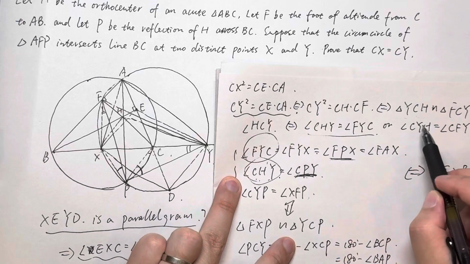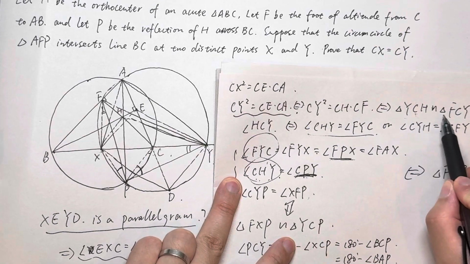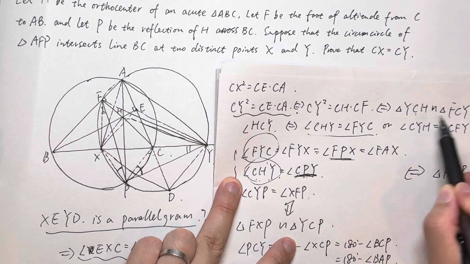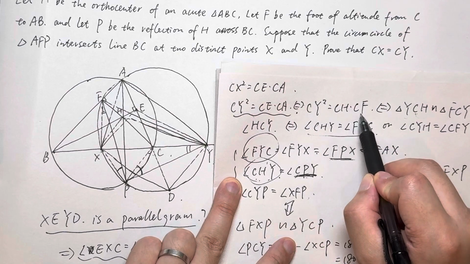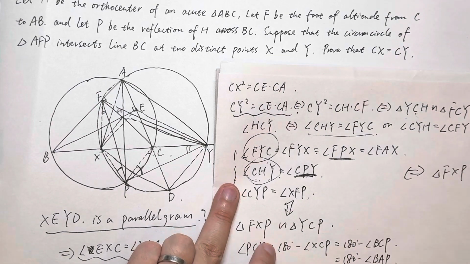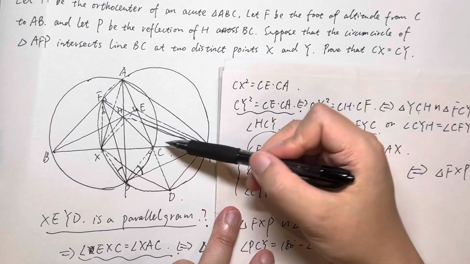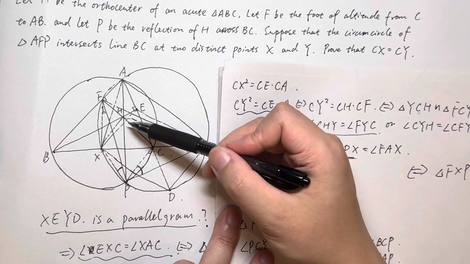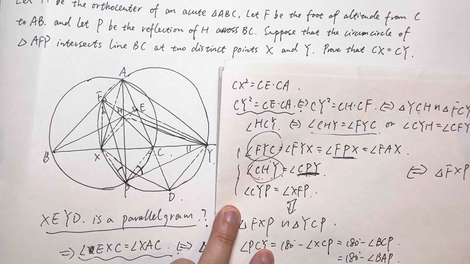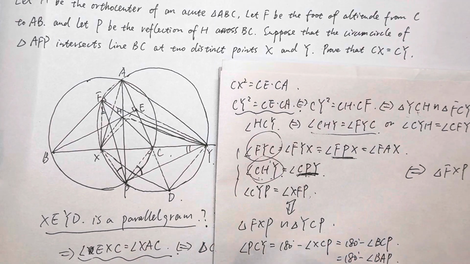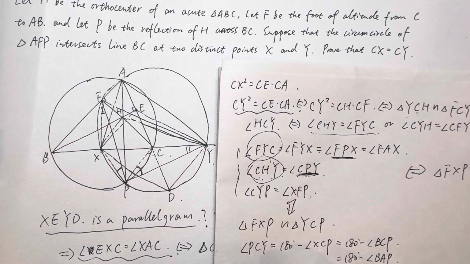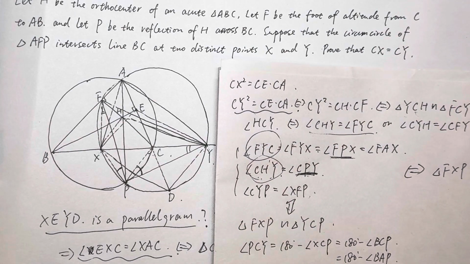So we just proved that the triangle YCH is similar to triangle FCY, which means CY squared equals CH times CF, right? So CY squared equals CH times CF, which means CY equals CX. Oh, I wrote it here. CY equals CX. Right, we just proved it.